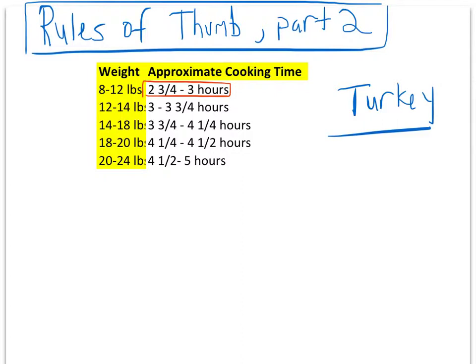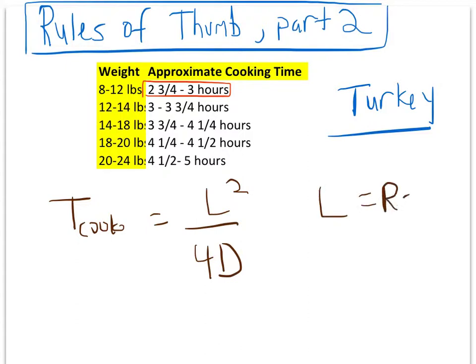What I told you was that we need to say that the cooking time, T cook, is equal to L squared over 4D, where, since this is a turkey, we should take L to be the radius of the turkey. So how do we compute the radius of the turkey?